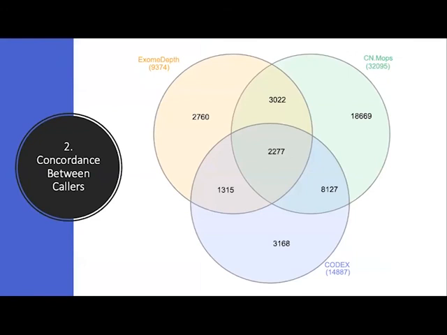Looking at the concordance between these 3 callers, at the exon level, only about 25% of the exons called by ExomeDepth as having a CNV were confirmed by the 2 other callers. Target exons were called as having a CNV if they had an overlap of at least 1 base pair with a CNV, as those would be ones that we are interested in investigating down the line.